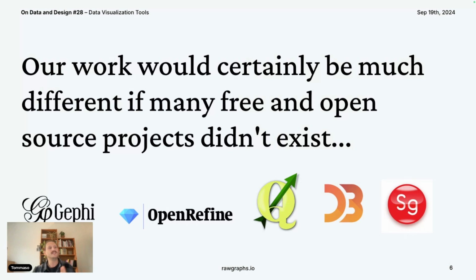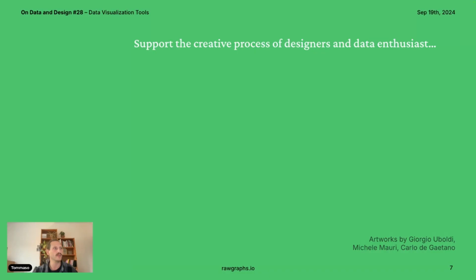The reason why RAWGraphs exists, we like to define it like this. During our work and especially our education, we realized that it is important to have open source tools around to practice, to learn how to do things, and also to carry out at least a portion of the visualization workflow. We can think about Gephi, OpenRefine, QGIS, D3, for example, Scriptographer, which is not existing anymore, unfortunately. And RAWGraphs wants to join this group of tools that allows people to start doing visualization in a completely free and open source way.